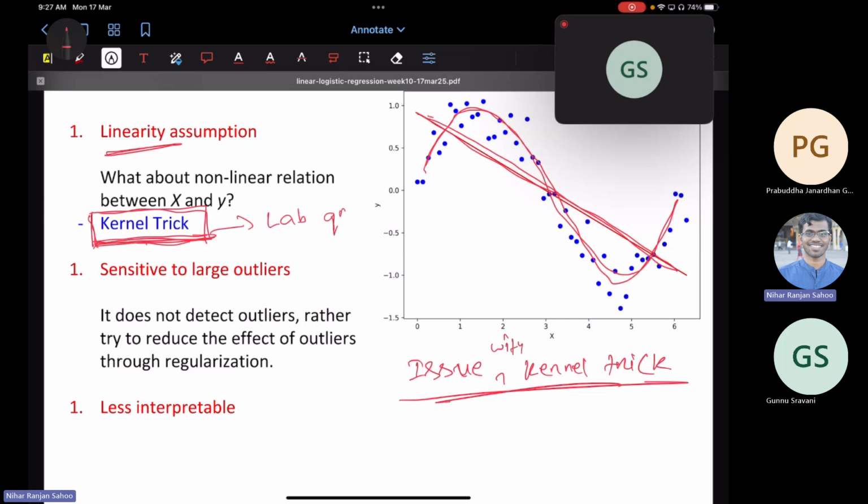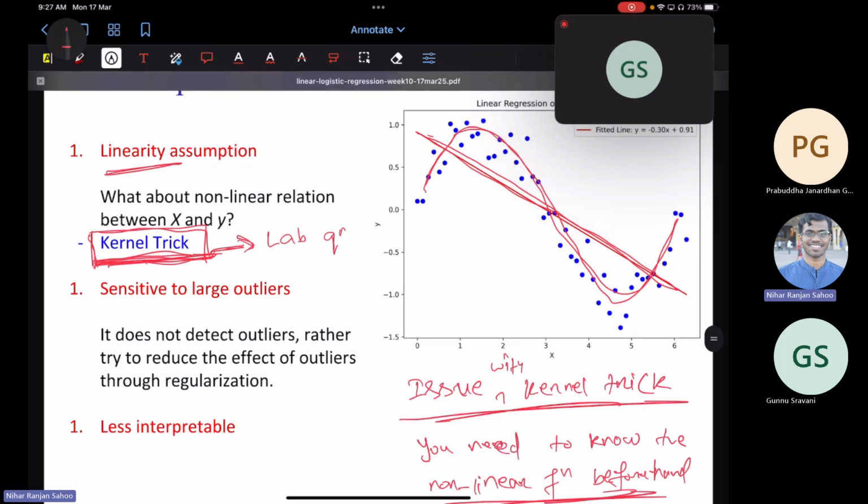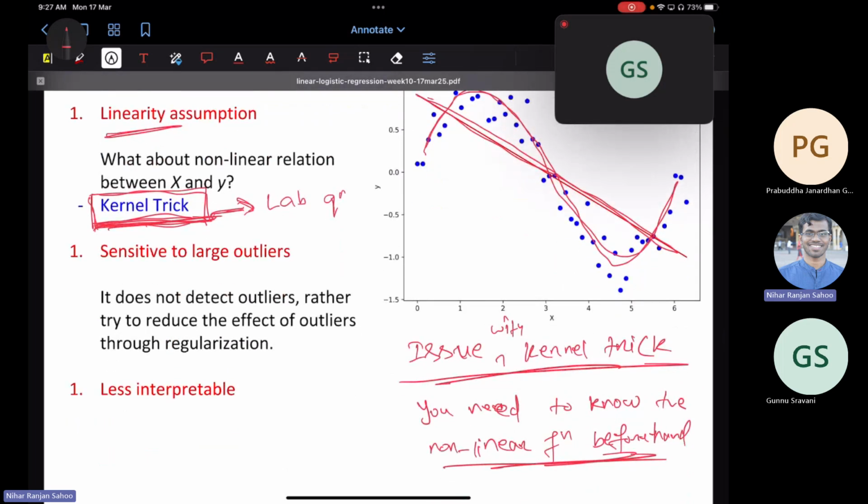Here you need to know the nonlinear function beforehand. If you don't know the exact nonlinear relation between x and y, you cannot apply the kernel trick. It's not like I'll directly ask you the kernel trick in the lab. I'll be giving you some helper theory. You have to read that and write the code based on that, right? That theory I'm completely skipping. That will be part of the lab.